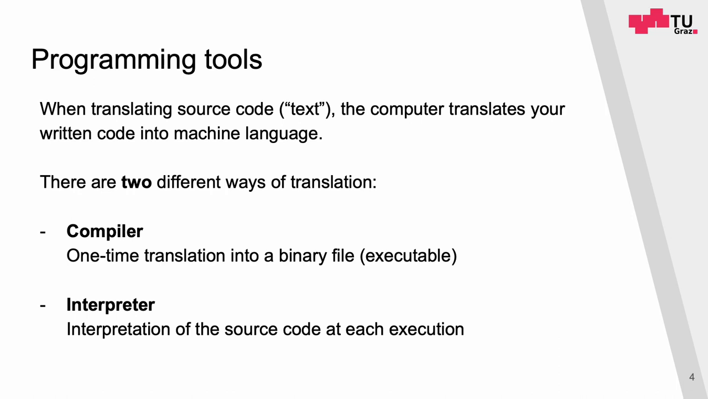The second way of translating your source code into machine language is done via an interpreter. An interpreter just interprets the source code at each execution. So each time you execute, the code gets translated into machine language.